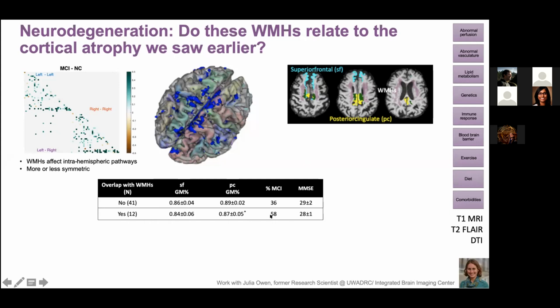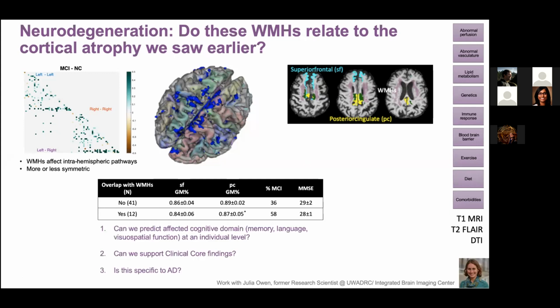And so you could imagine this being taken forward to ask questions like, can we predict which cognitive domain is affected based on which pathways are affected? Can we support what the clinical core finds when they do their cognitive evaluations? And third, this is a comorbidity. This white matter hyperintensity is not an Alzheimer's feature. So how specific is it? Or is it just common and helps us look across all different types of dementia?